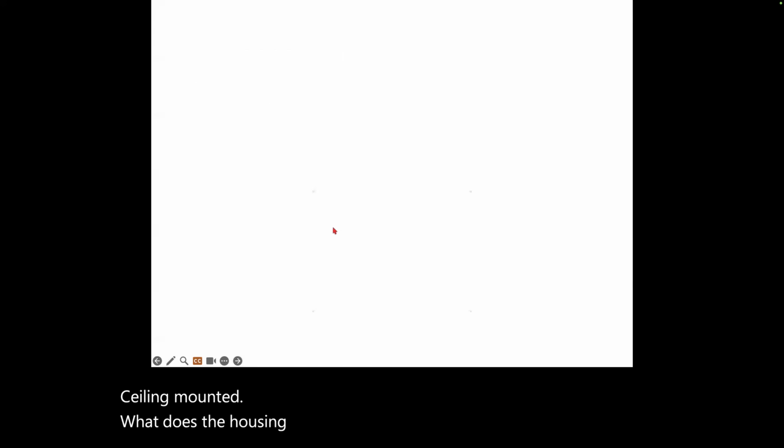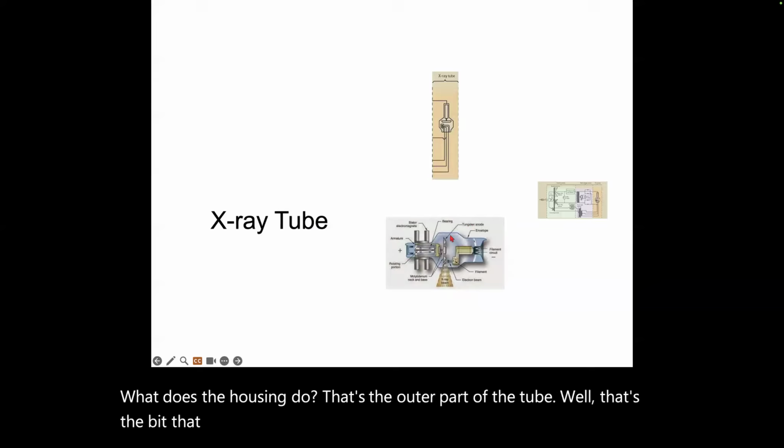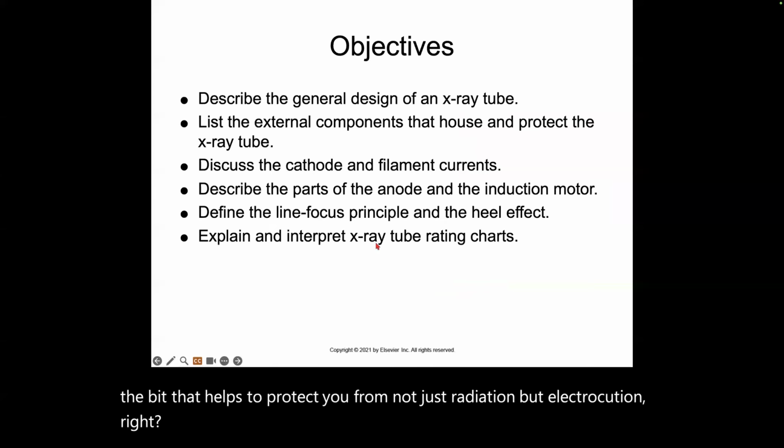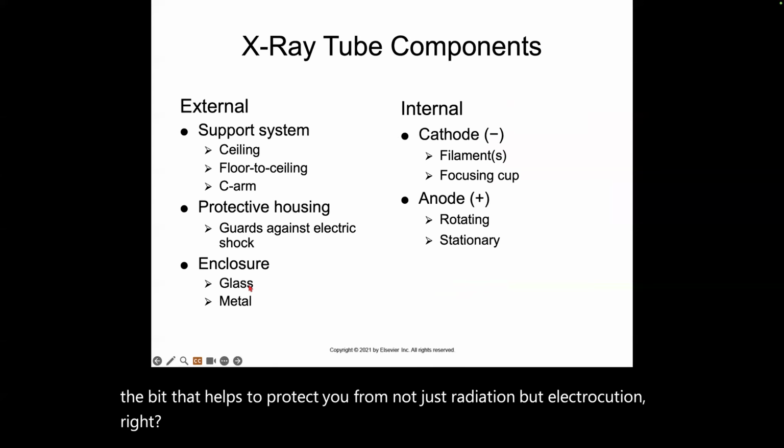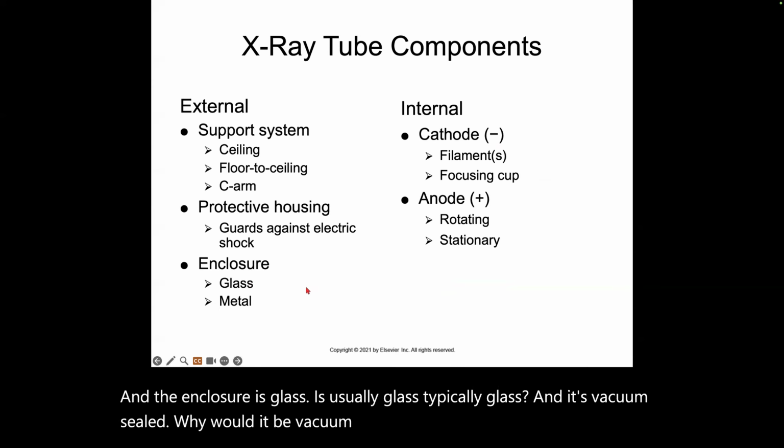What does the housing do? That's the outer part of the tube. Well, that's the bit that helps to protect you from not just radiation but electrocution, right? And the enclosure is usually glass, typically glass, and it's vacuum sealed. Why would it be vacuum sealed? Does anybody know?